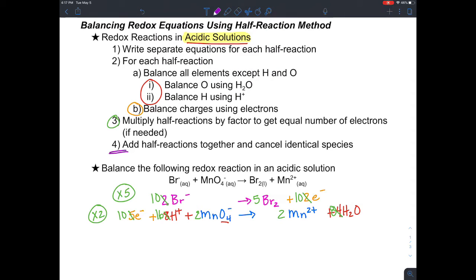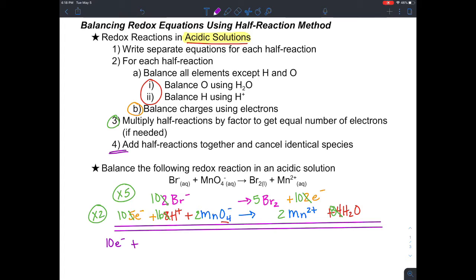We're going to add them together. So let's go ahead and do that. Okay, I'm going to add all of these together. Normally I wouldn't have to, but I'm going to start with my electrons and end with my electrons because we're going to end up canceling those electrons out. Of course, they're the same amount on both sides. So on the left-hand side, we're going to have 10 electrons plus 16 hydrogen ions plus 2 permanganates plus 10 bromide ions.